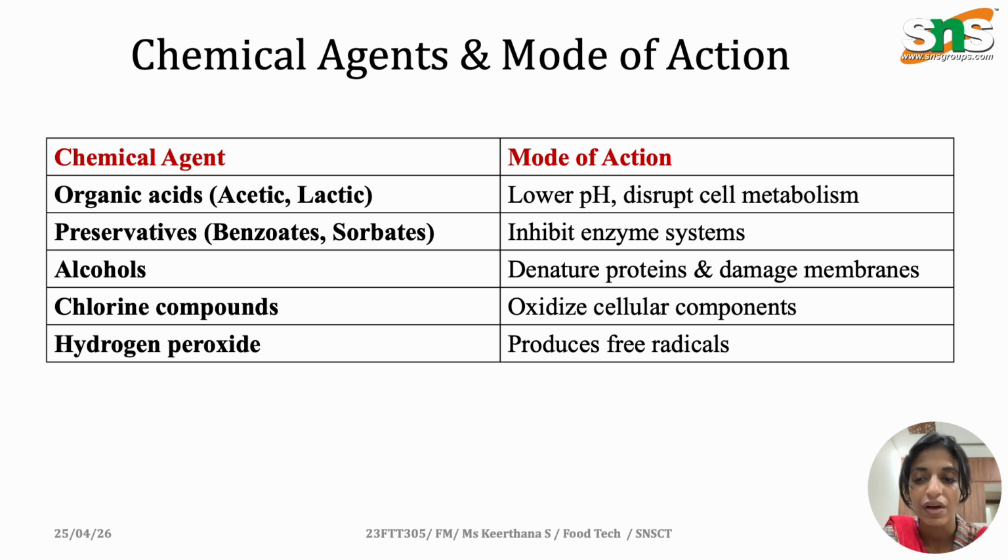Chemical agents and their mode of action. Different chemicals act in different ways, as we all know. Organic acids lower the pH level. Preservatives inhibit the enzymes. Alcohol denatures or damages the cell membranes. Chlorine compounds oxidize the cells. Hydrogen peroxide produces free radicals. All these actions disrupt the microbial survival.